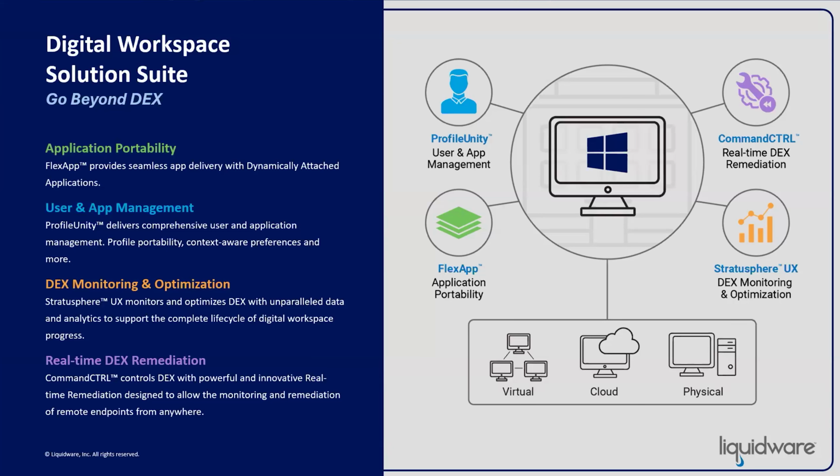Then we get on to Stratosphere, which is what we're going to talk about today, which is all about monitoring and optimizing DEX. Stratosphere has really detailed metrics, and we're going to show you some of those metrics today and some of the data that Stratosphere produces. It's very useful in scenarios such as if you're on, say, Citrix or Omnissa and you're migrating. It doesn't matter what platform you're on, if you're migrating to the other, for doing side-by-side comparisons. One of the ways we can do that is around the costs and right-sizing your environments. And then finally, we have our newest solution, which is Command Control.